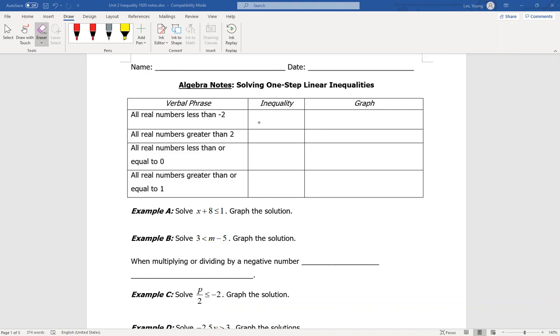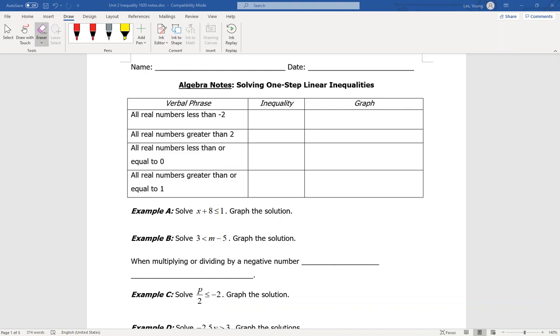Hi guys, today we're going to talk about how to solve linear inequalities. We just finished the unit on how to solve equations. Solving inequality is exactly the same. The only difference between equation and inequality is equation has equal sign where inequality has inequality sign.